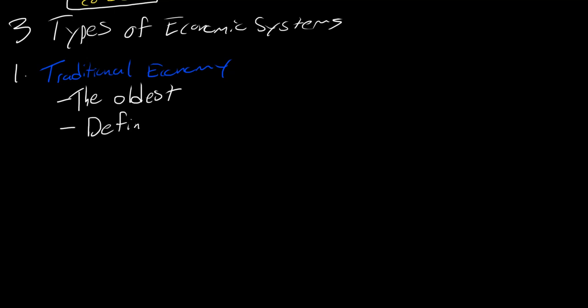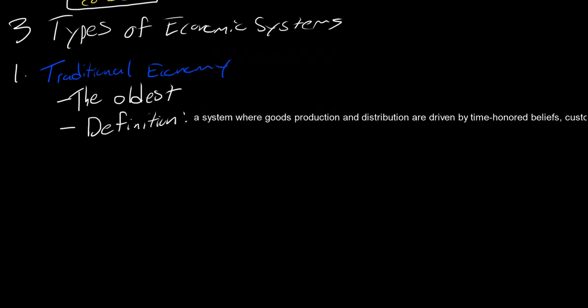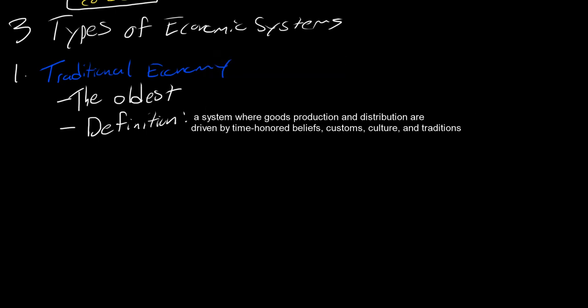So for the definition, let me write that out for you. The definition is simply a system where goods production and distribution are driven by time-honored beliefs, customs, traditions, cultures, and values. So you see that there. Let me make that a little bit bigger for you guys.